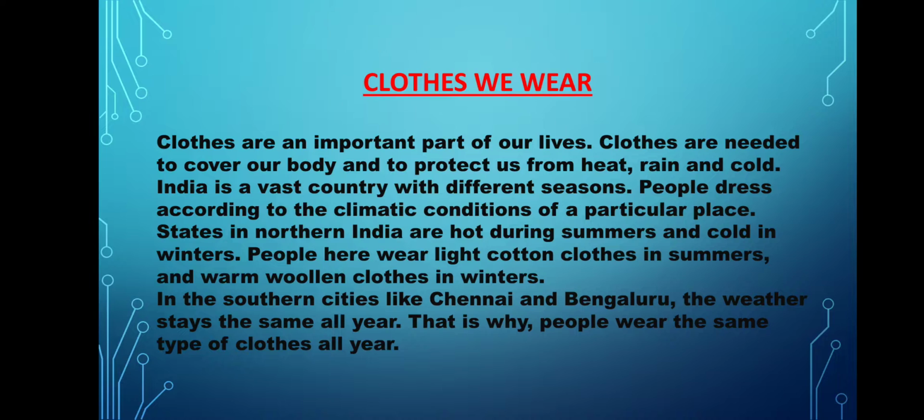India is a vast country with different seasons. People dress according to the climatic conditions of a particular place. States in northern India are hot during summers and cold in winters. People here wear light cotton clothes in summers and warm woolen clothes in winters. So we know that according to the climatic changes, we wear different kinds of clothes. When it is summer, we wear cotton clothes. When it is winter, we wear woolen clothes.